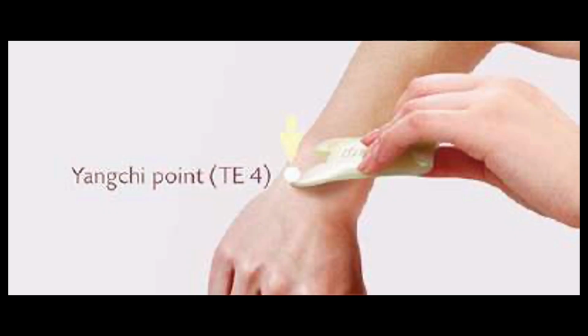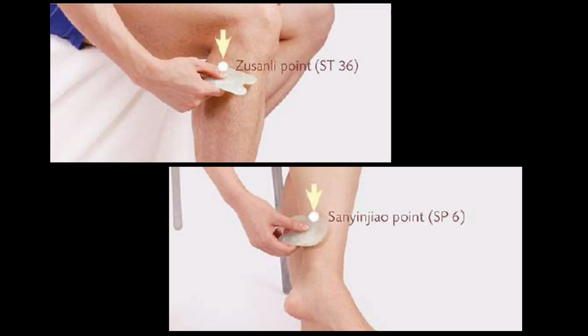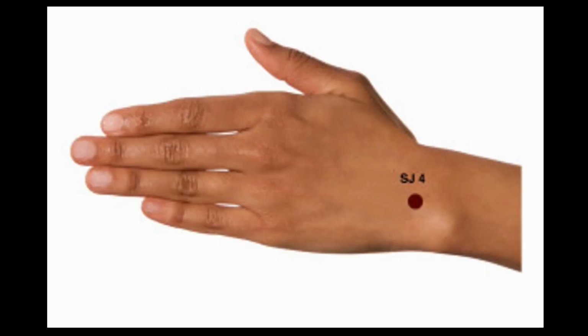Yangchi point, Zusanli point, and Sanyinjiao point. Method: use the flat pressing and kneading to press and knead Yangchi point on the wrist. Use the corner of the scraping plate to scrape Zusanli point and Sanyinjiao point on the lower limbs from up to down.